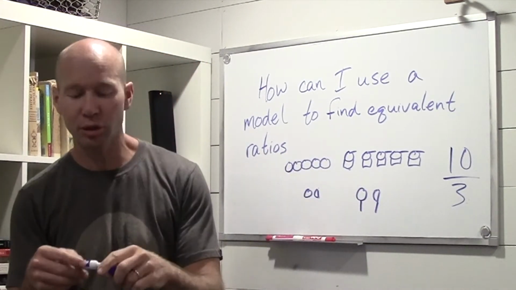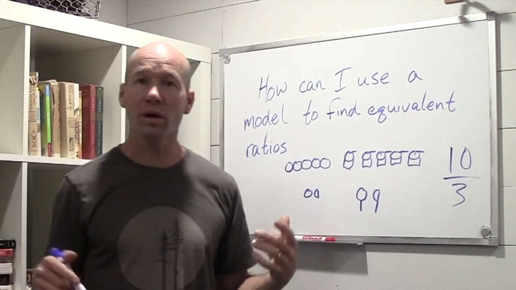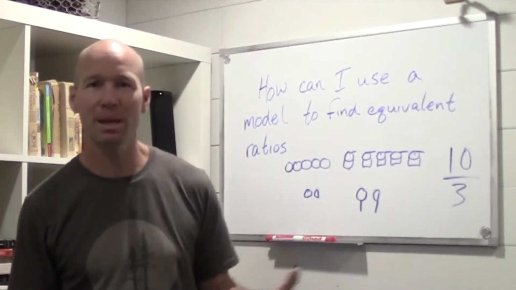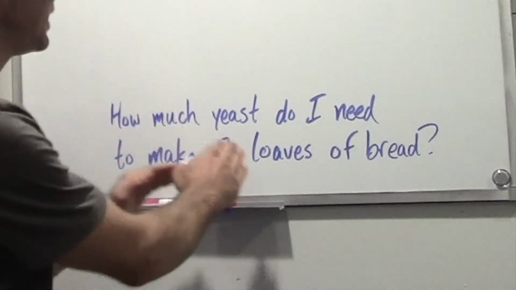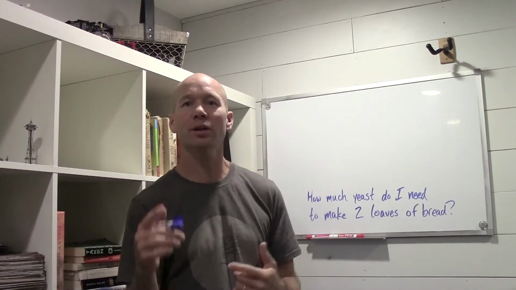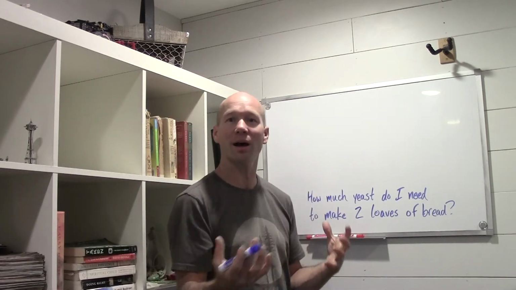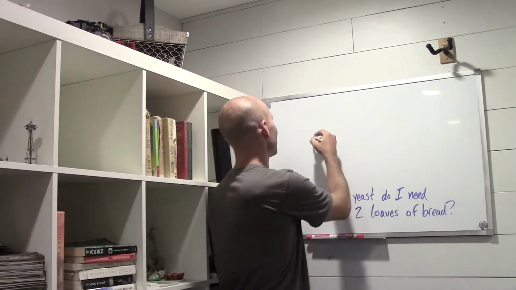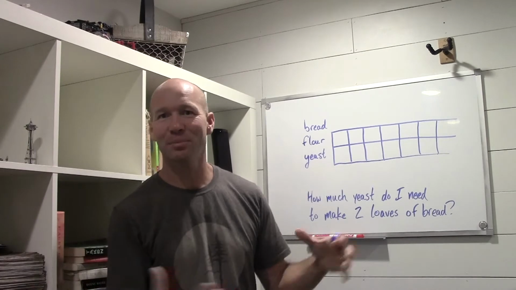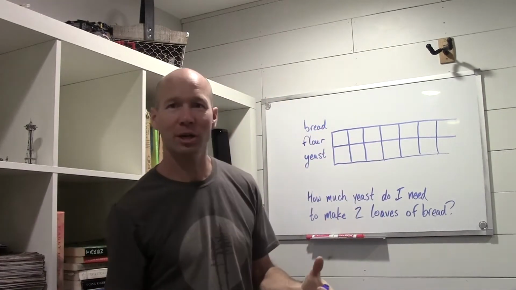Today we're going to learn 2 more models to learn equivalent ratios. One of those is called a double number line, and the other one is called a ratio table. Alright, so our question today, how much yeast do I need to make 2 loaves of bread? To get to that, we are going to start off with a ratio table. That is, a ratio table is that way to model out equivalent ratios. Alright, so a table is not a table like you eat on, but a mathematical table has spaces to put our information into.